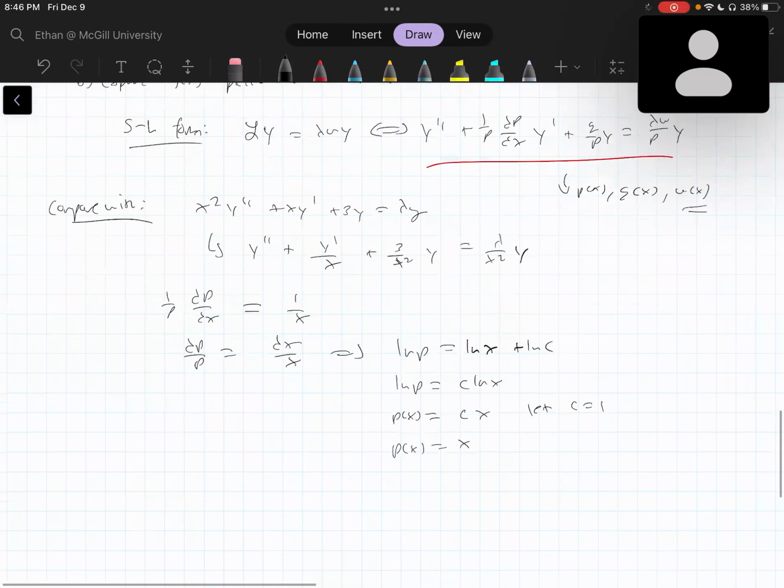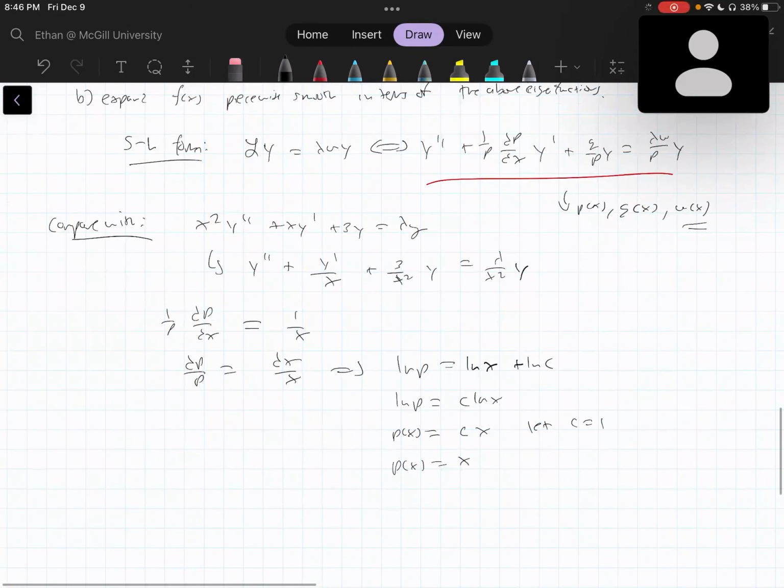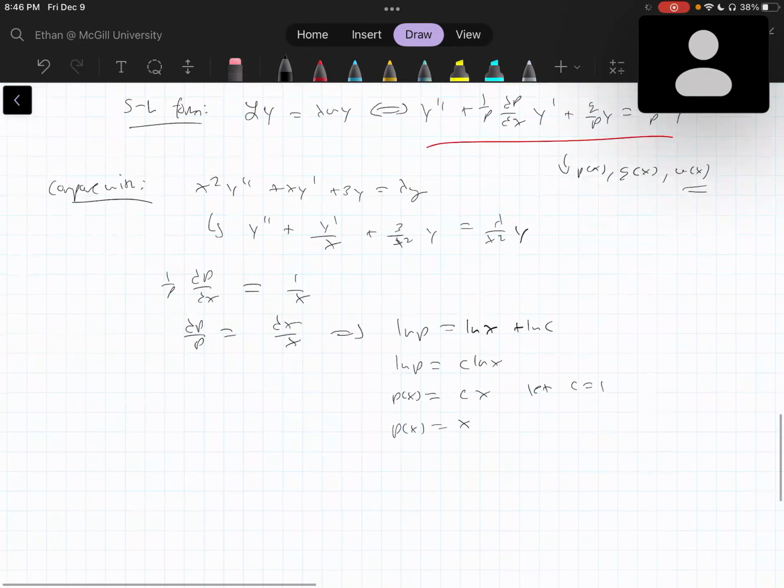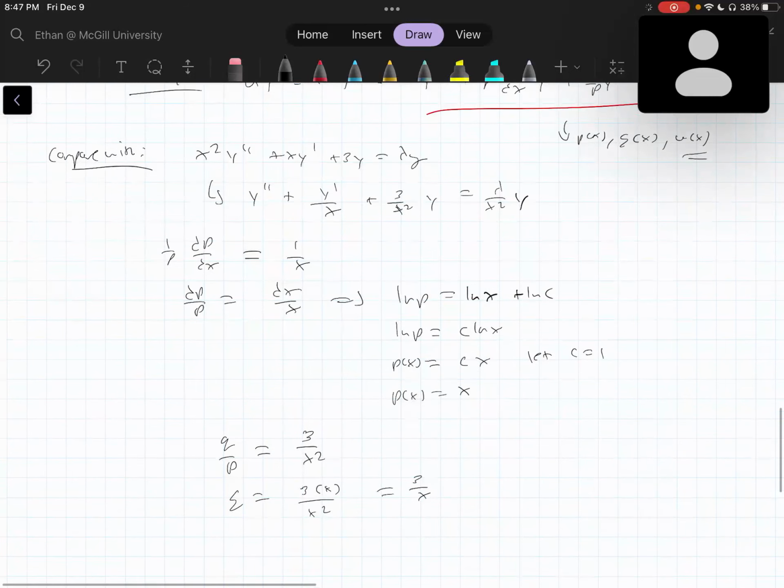So we found p of x now, and we're going to use p of x to find both q of x and the weight function w of x. So secondly, we're going to compare the components on the y. So we're going to have q over p is equal to 3 over x squared. Q is equal to 3 times x over x squared, because p is simply x, and that's equal to 3 over x.